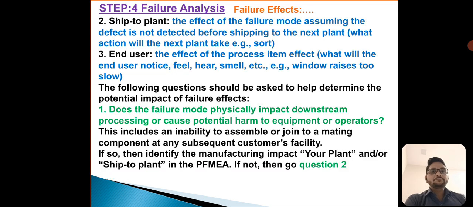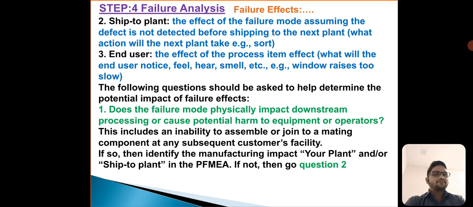Next is ship to plant. The effect of the failure mode assuming the defect is not detected before shipping to the next plant: what action will be taken, like sorting. Next is end user. For the effect of the process item, what will the end user notice, feel, hear, or smell, like a window that resists too slowly.